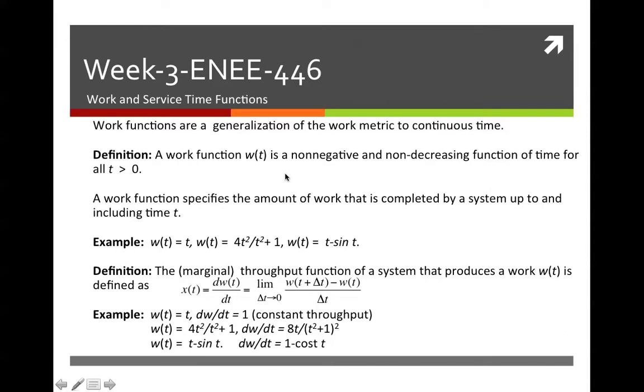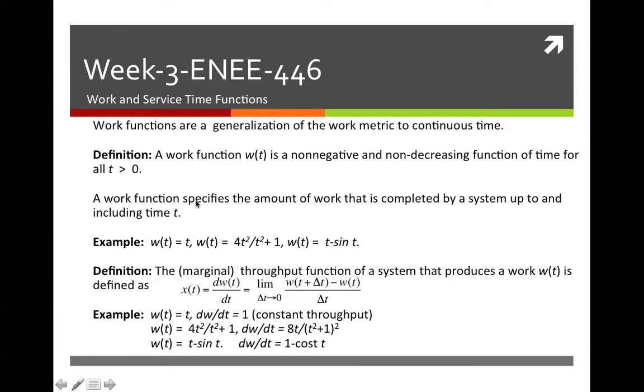So we could say that a work function, W(t), is a non-negative and non-decreasing function of time for all t greater than 0. So we don't want the work function to be negative, and we don't want it to decrease. So it's sort of like a cumulative quantity that is built over time. And as time progresses, we get more and more work done. And the work we do, we never lose.